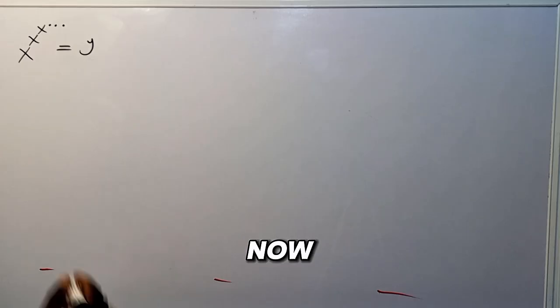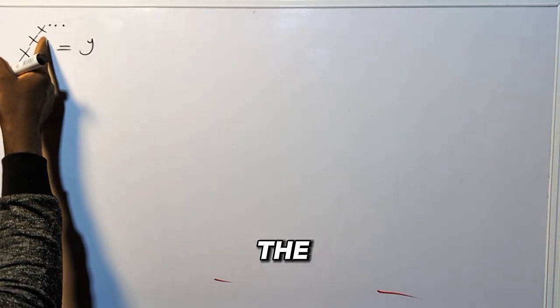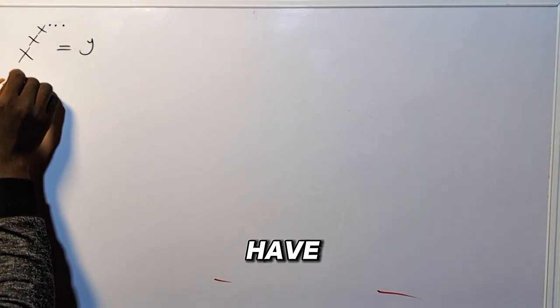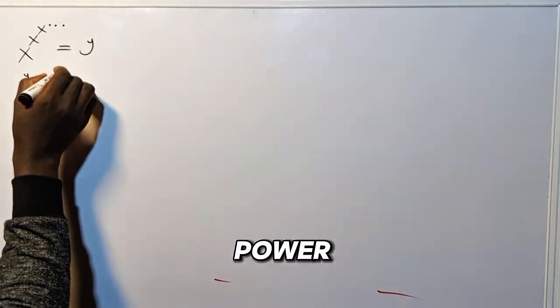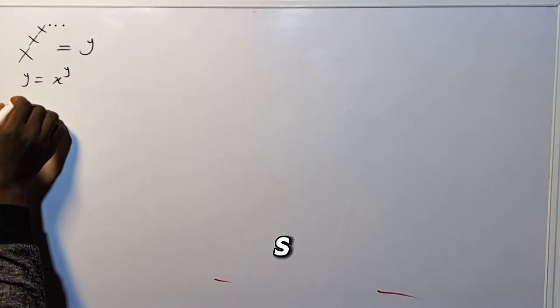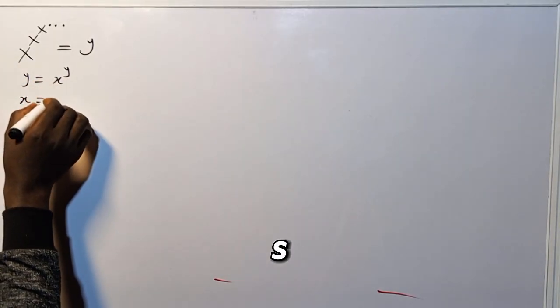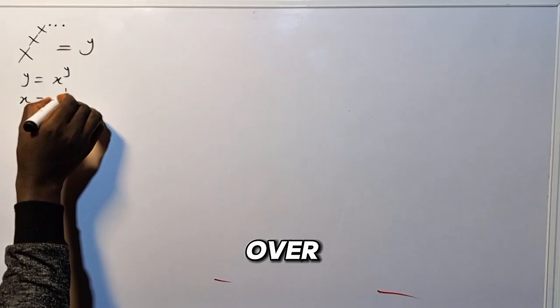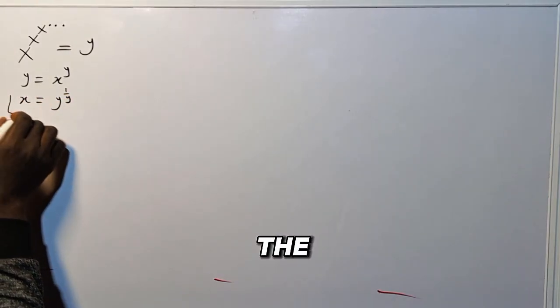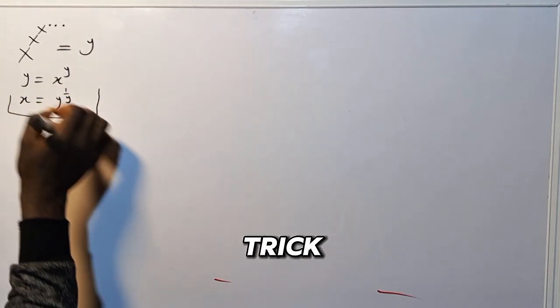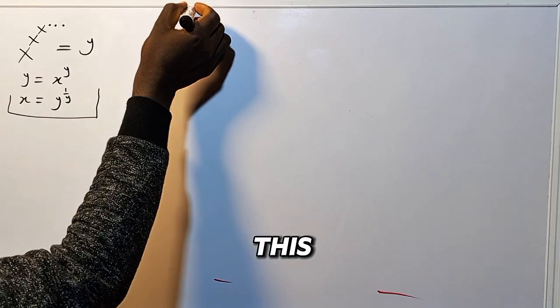s raised to power s raised to power s to infinity is equal to y. Now let the tower be y. So we can now have y is equal to s raised to power y. In order to get s, we take the y-th root of both sides. s is equal to y raised to power 1 over y. Now this is the beautiful hidden trick behind this tower.